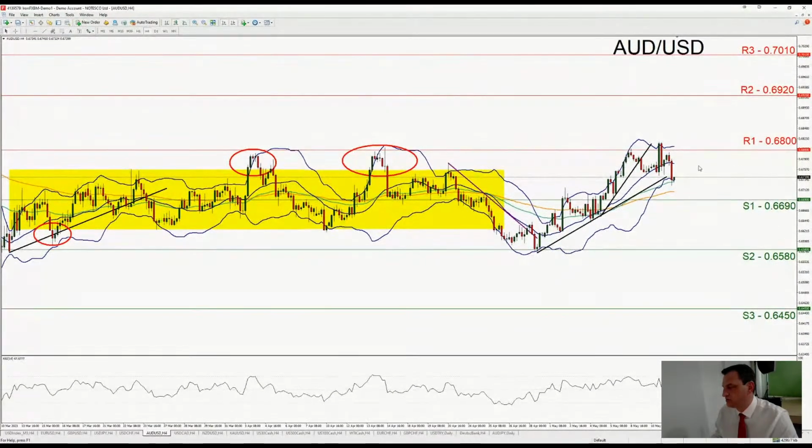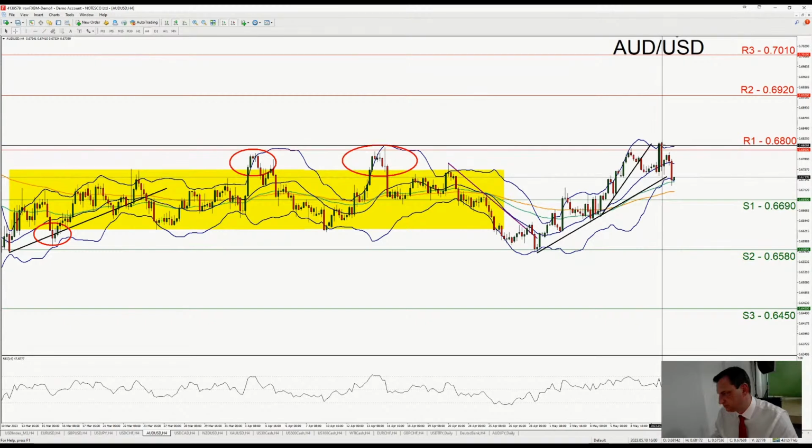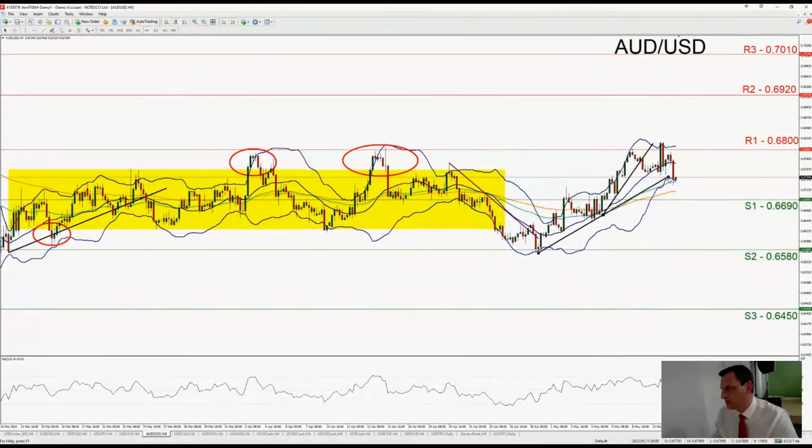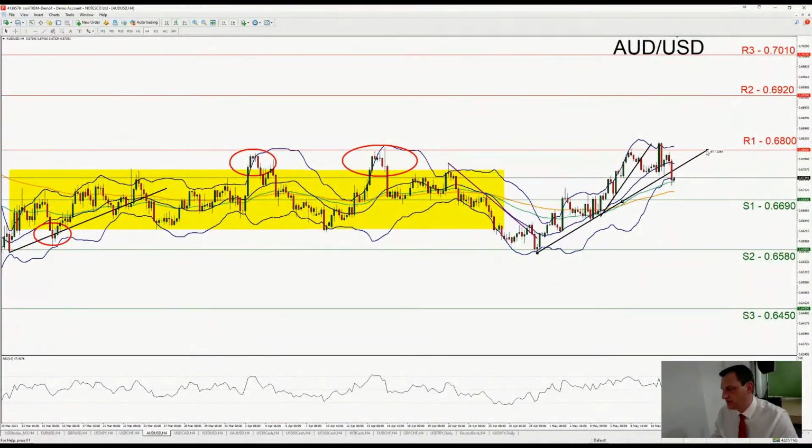So there was a false break during the American session yesterday. Let's have a look. During yesterday's late European session, the interesting part here is that the upward trend lines have been initially verified but then broken. And that's during today's European session.